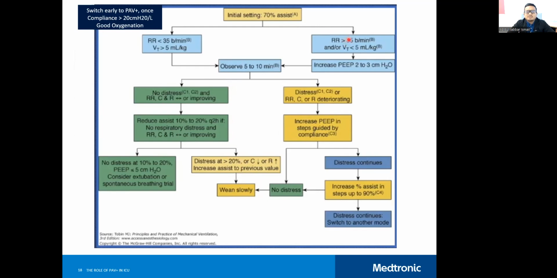If the patient has a respiratory rate of more than 35 and VT less than 5, you can increase the PEEP by 2 to 3, and then you observe again. And if there is clinical distress, or respiratory rate, compliance, and resistance deteriorating, you can go to the PEEP increment steps guided by the compliance. Okay, so if there is no distress, good, then you can do slower weaning. If the patient has distress at this step and the distress continues, you can increase the percentage assist in steps up to 90%. If distress still continues, switch to another mode.